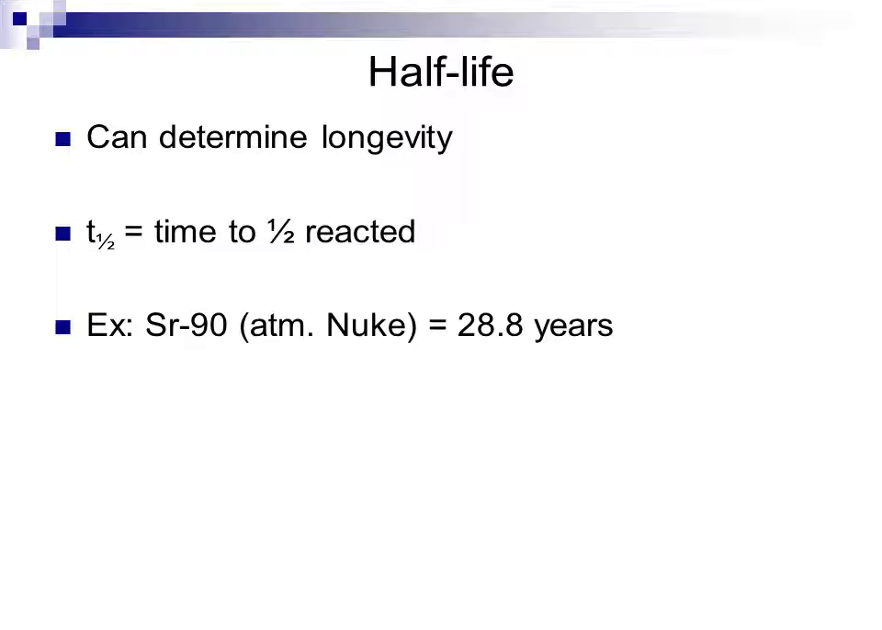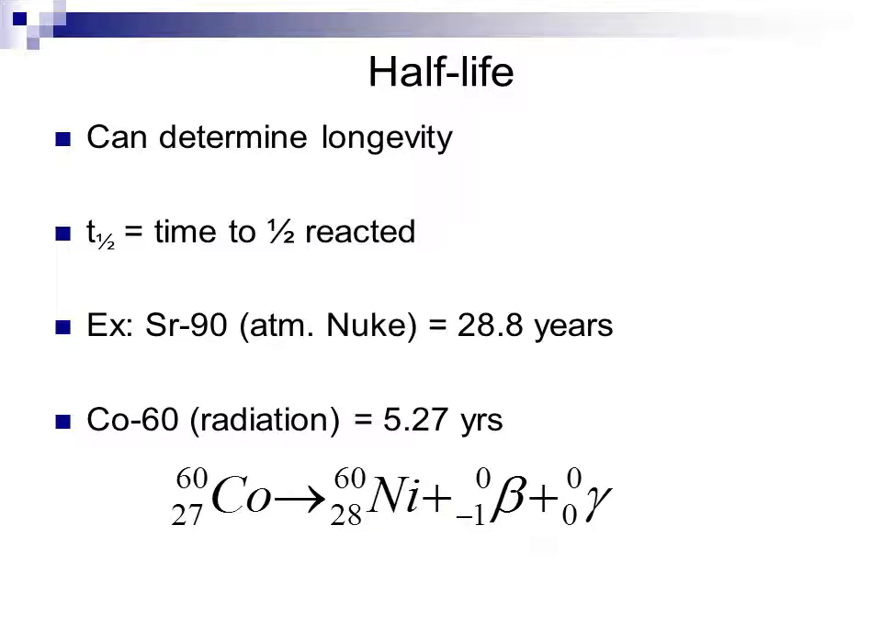For example, strontium-90, which was formed by atmospheric testing of nuclear weapons, has a half-life of 28.8 years. So within 28.8 years, 1/2 of all the strontium-90 in the atmosphere decays. We can look at another example, the half-life of cobalt-60, which is used in radiation therapy, that has a half-life of 5.27 years. Cobalt-60 decays by beta decay and produces gamma rays as a byproduct, which are used in the radiation therapy.